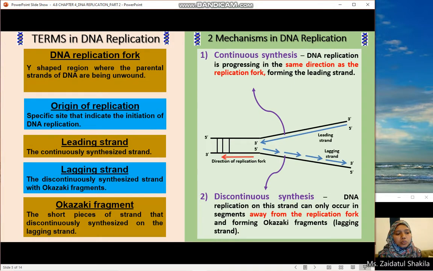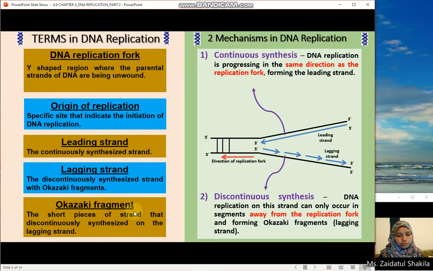The DNA replication fork is a Y-shaped region where the parental strands of DNA are being unwound. Origin of replication is a specific site that indicates initiation of DNA replication. Leading strand is the strand that can be continuously synthesized. Lagging strand is the discontinuously synthesized strand, made of Okazaki fragments. An Okazaki fragment is a short piece of strand that is discontinuously synthesized.